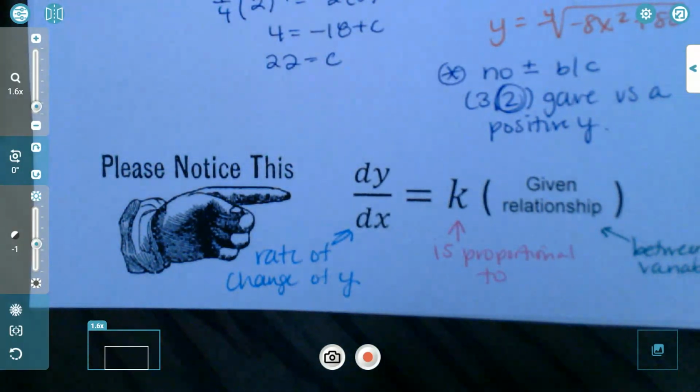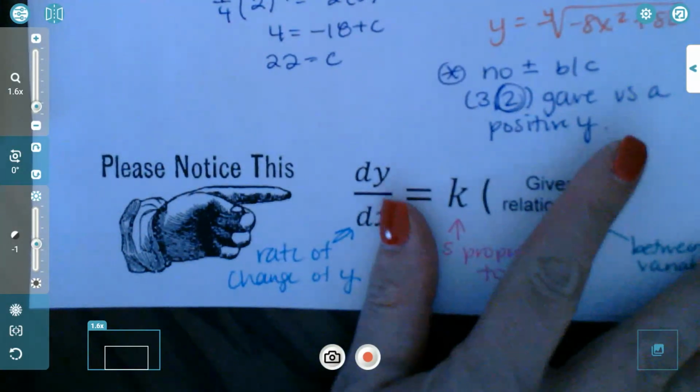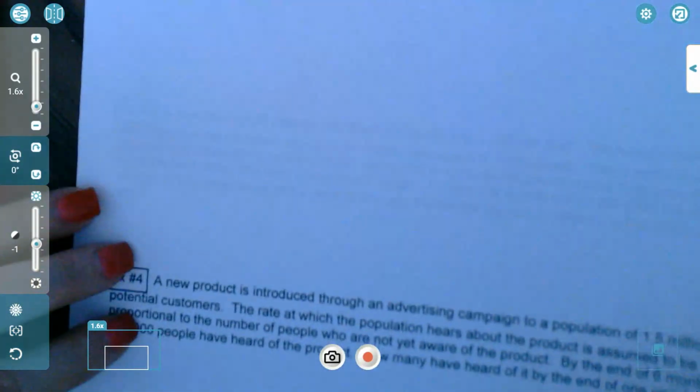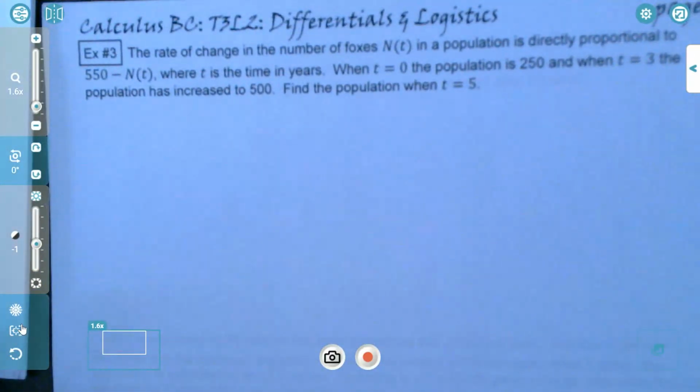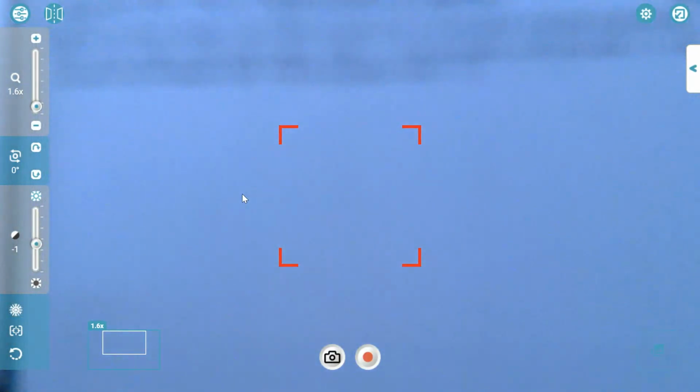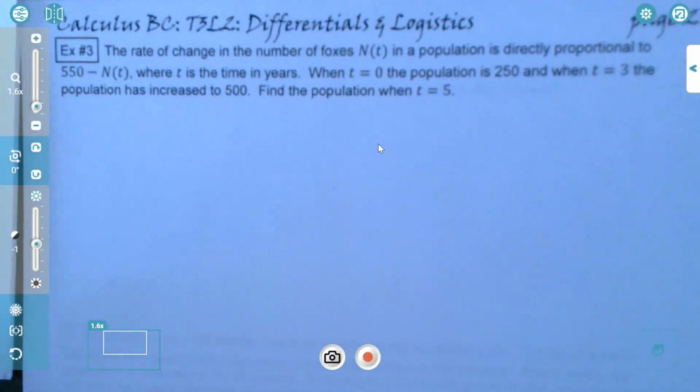All right, so example number 3 is where we kind of got overwhelmed the other day. There's just a lot going on and a lot to solve for. So just kind of try to clear this up a little bit. All right, that's the best I can do, y'all.